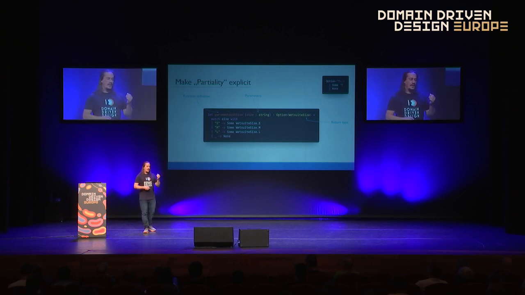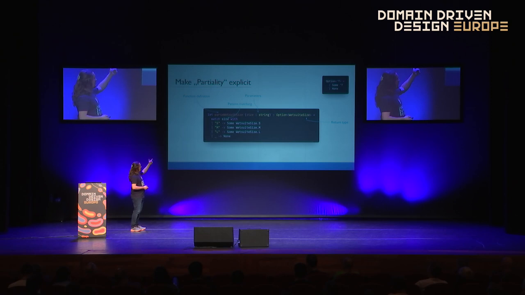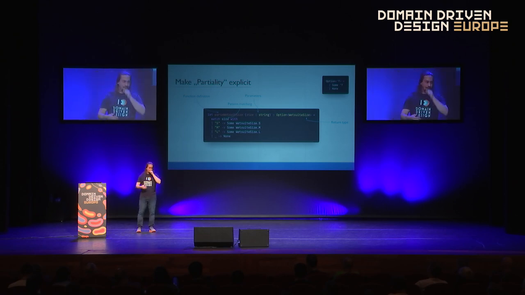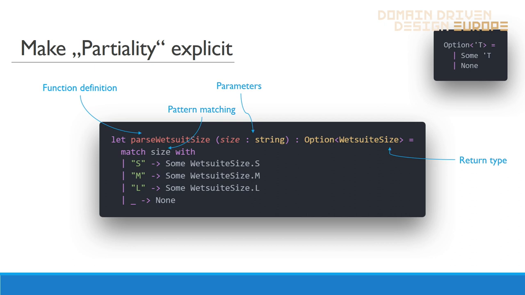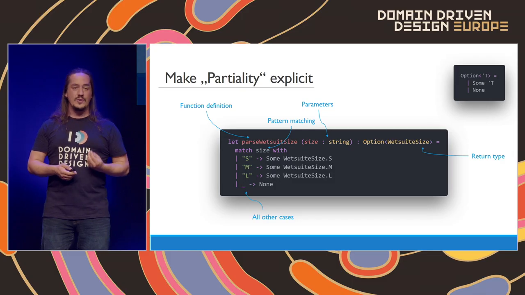Meaning, if we match it with an S, we return some wetsuit size S. If we match it with an M, we return some wetsuit size M, and so on and so forth. In any other case, which is what the underscore is for, in F# at least, so in all the other cases, we return none. Meaning, whoever calls this function cannot ignore that. You don't get a wetsuit size back, you get an option of wetsuit size. And if you want to know the content, you need to unpack the option. You need to get the content from it. So it's an explicit return type.